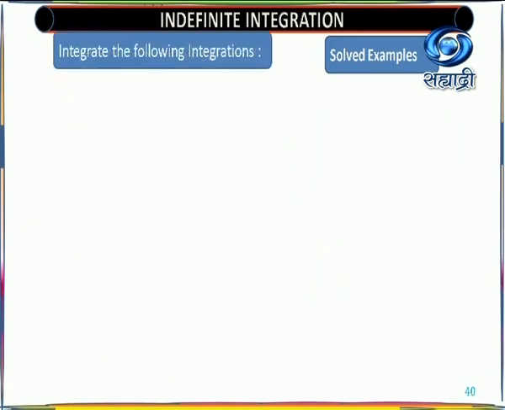Now the second question is integration of cos of root x upon root x. As usual, you need to substitute for root x.